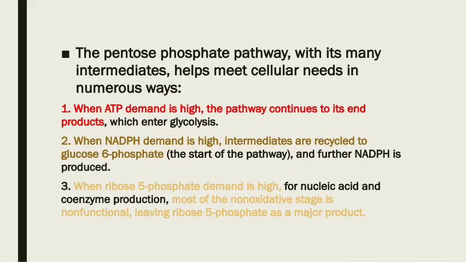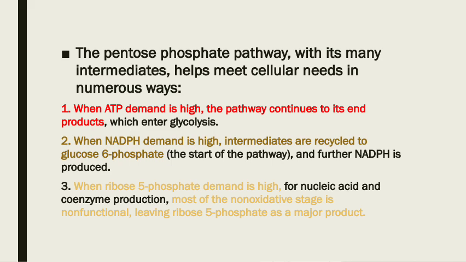So as previously mentioned, your pentose phosphate pathway can be continued to the end or stopped halfway. With its many intermediates, the pathway helps meet the cellular needs in numerous ways. For example, if the cell has a high demand for ATP, the pathway continues up until the end products, and the end products or intermediates of your glycolysis will enter the process. When the demand for NADPH is high in the cell, the intermediates are recycled to glucose 6-phosphate and further NADPH is produced. So it goes only up until halfway through the process, repeating and going back to the start until enough NADPH is produced for the cell.